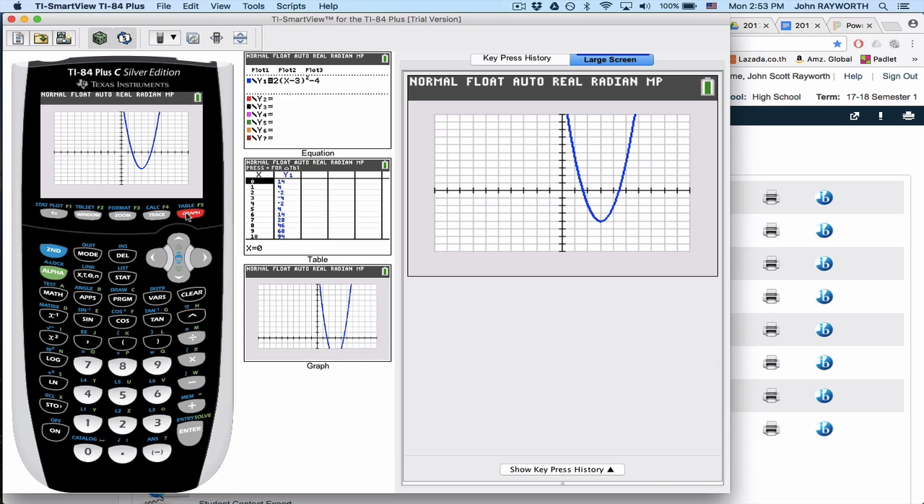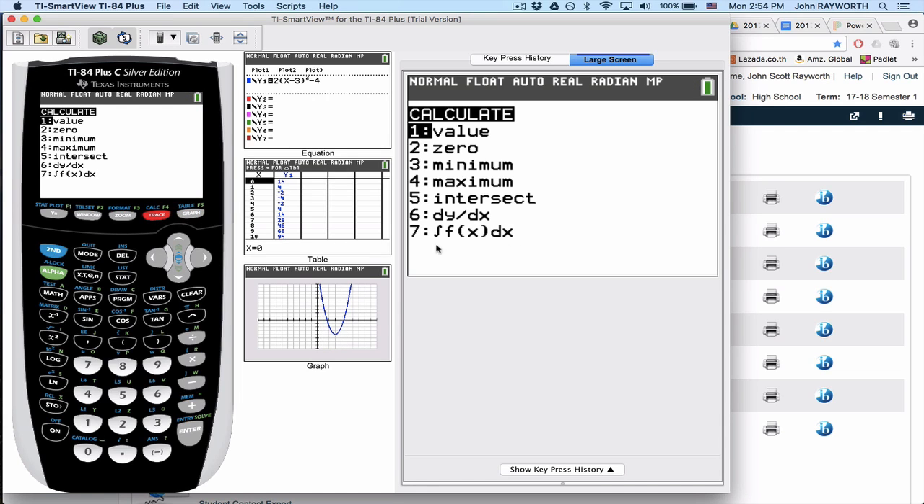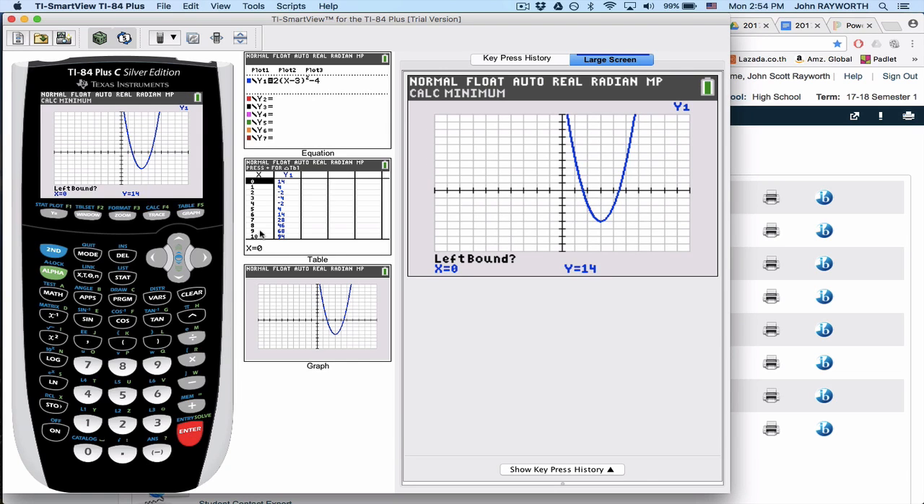All right, fair enough. So I'll look for the y-intercept. Or no, I'll look for the vertex. So vertex, we're going to go second, calc, we're looking for the minimum. So minimum, enter, and go through the left bound. So arrow, arrow, arrow. That should do it. Enter.